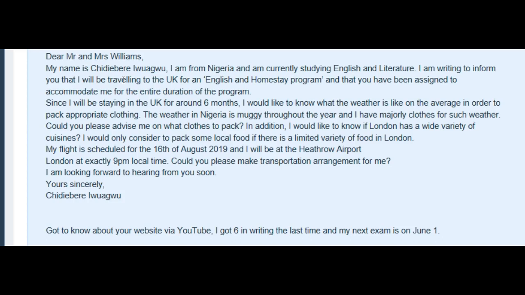Okay, so since I will be staying in the UK for around 6 months, I would like to know what the weather is like on the average in order to pack appropriate clothing. The weather in Nigeria is muggy throughout the year, and I have majorly clothes for such weather. Could you please advise me on what clothes to pack?